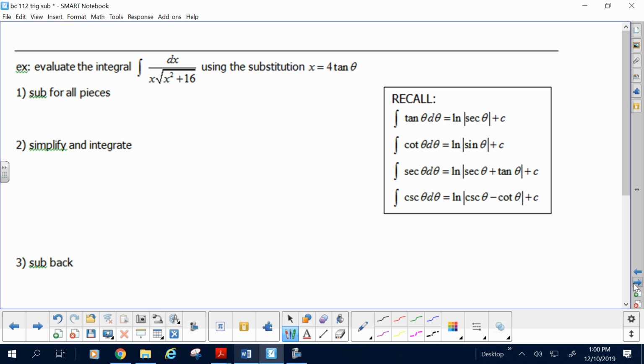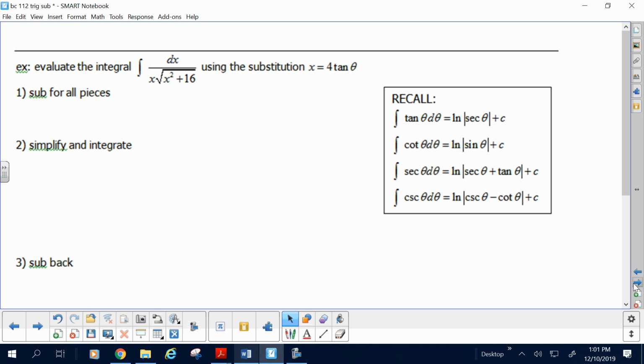Let's try another one. Say I did that second one I introduced you to up there. Now this one's tangent. Why do you reckon we're not using sine? Why not 4 sine theta here again? That's what we used last time. Focus on the root. If I use 4 sine, I'd have 16 sine squared plus 16. Does that do anything? Sine squared plus 1 is nothing. It's not an identity, yeah?